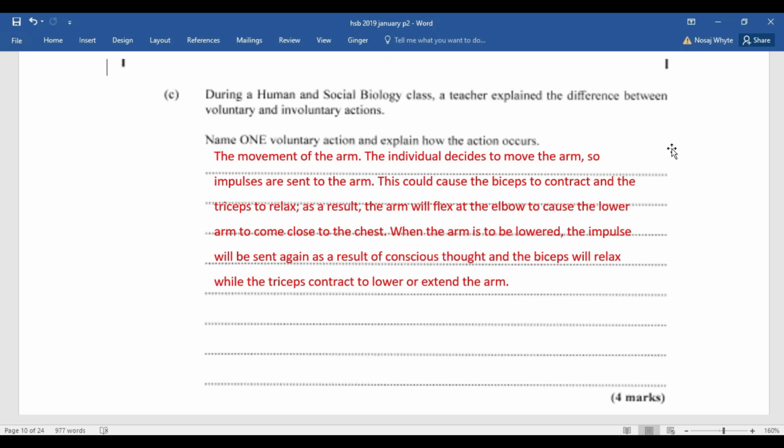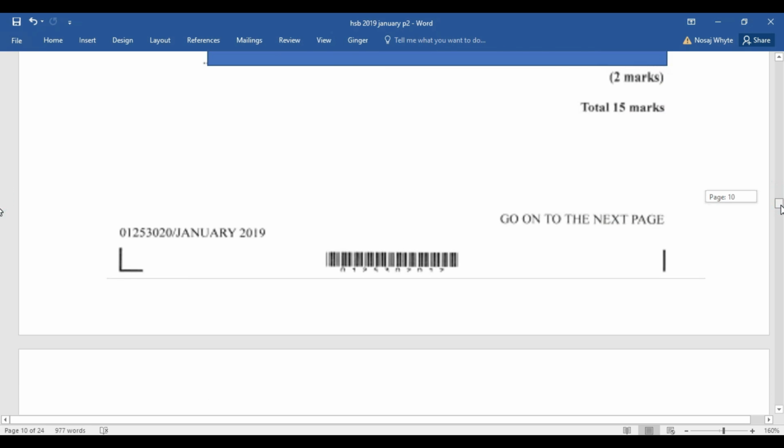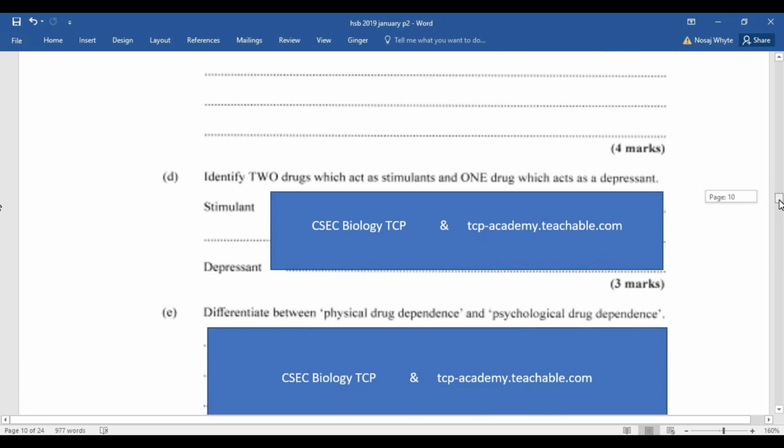Now this could cause the bicep to contract and tricep to relax. As a result, the arm will flex at the elbow to cause the lower arm to come closer to the chest. Now when the arm is to be lowered, the impulse will be sent again as a result of conscious thought, and the bicep will relax while the tricep contracts to lower or extend the arm. You see how easy that was? CXC is kind, don't you think? Because we pulled that pretty much from something we answered before to give you the answer there.